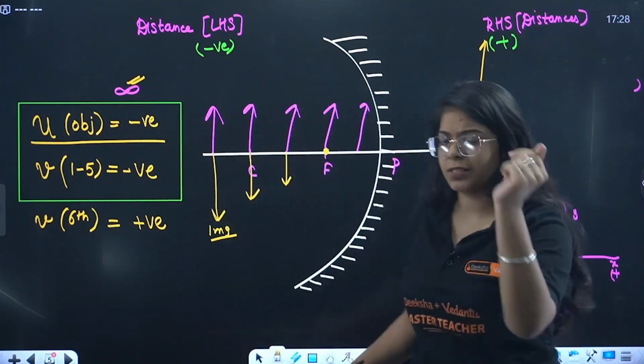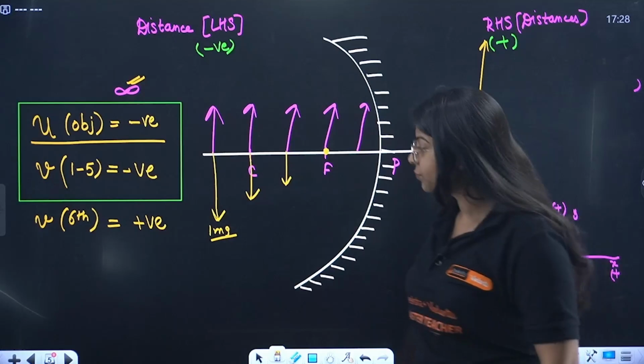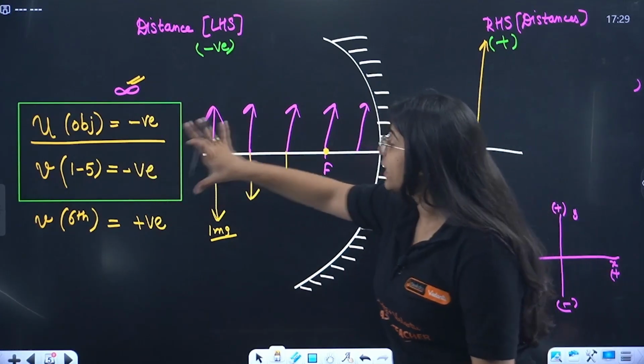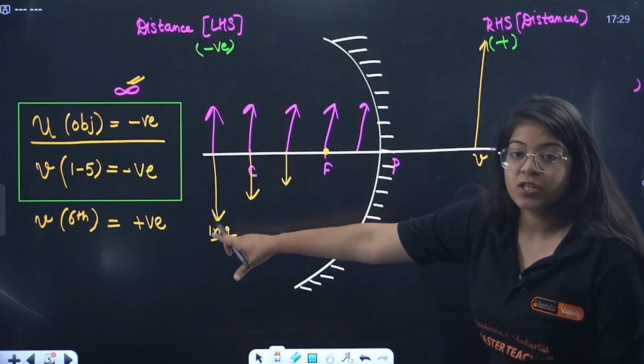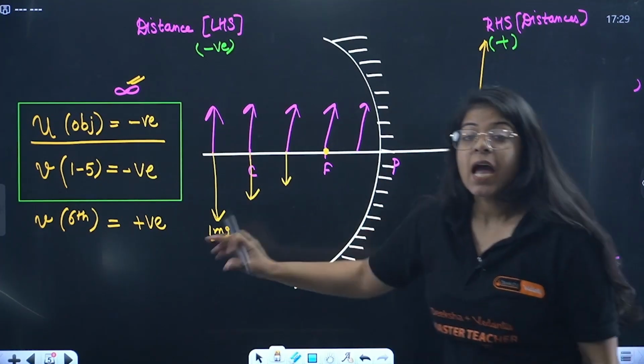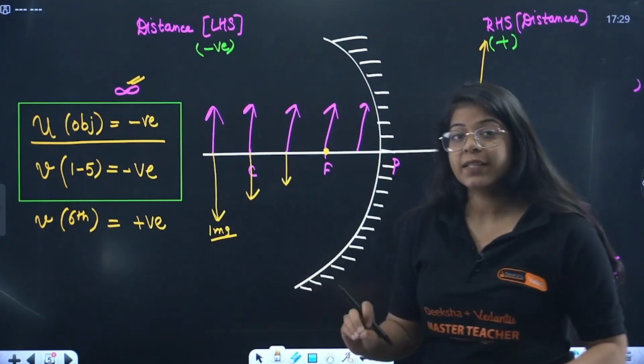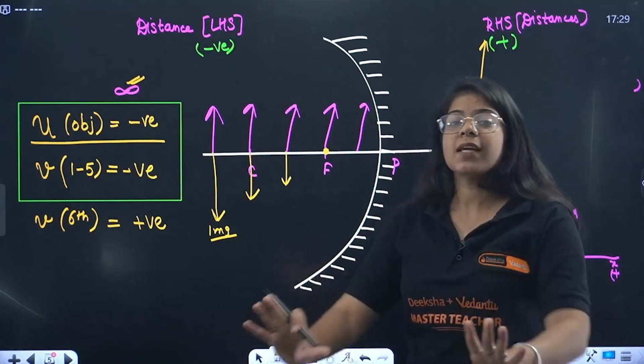My mistake, a little slip of the tongue. Okay? So in the first 5 cases, these are your sign conventions. Understand how I did this. For this, you have to understand the ray diagrams.